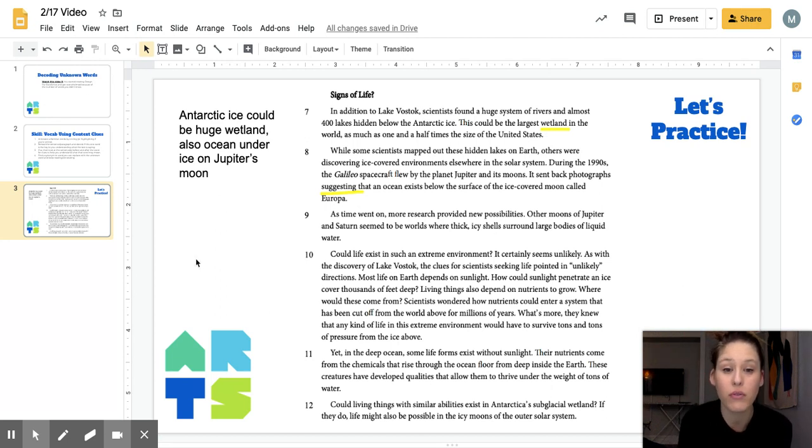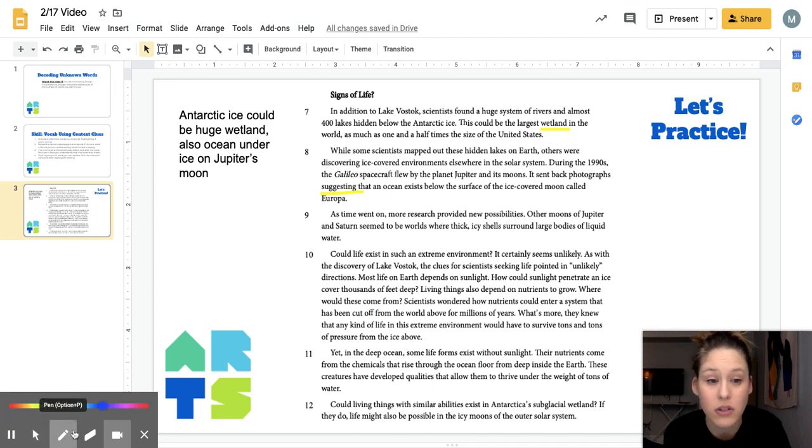As time went on, more research provided new possibilities. Other moons of Jupiter and Saturn seemed to be worlds where thick icy shells surround large bodies of liquid water. Could life exist in such an extreme environment? It certainly seems unlikely. As with the discovery of Lake Vostok, the clues for scientists seeking life pointed in unlikely directions. Most life on Earth depends on sunlight. How could sunlight penetrate an ice covered thousands of feet deep?